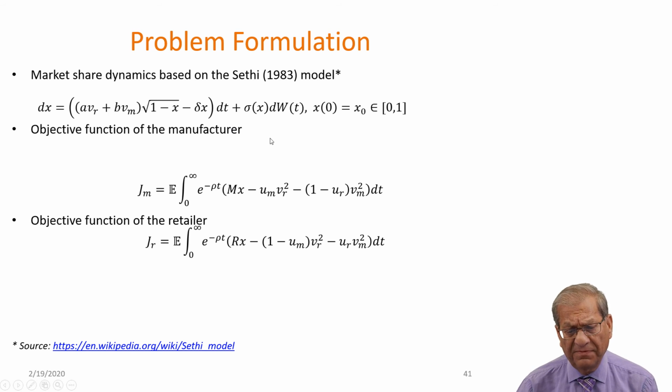The objective function of the manufacturer is he maximizes his revenue minus the cost. His cost comes here because he's supporting the expenditure of the retailer, and then he is supporting his own advertising expenditure, but part of that is being supported by the retailer. So that gives us the objective function of the manufacturer. Similarly, we have the objective function of the retailer.